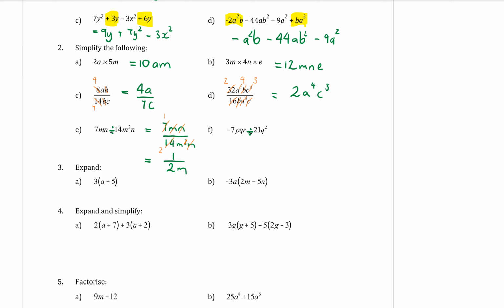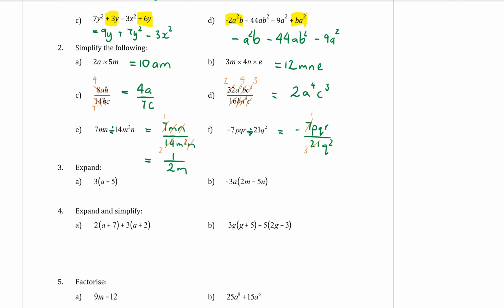Question 2f, same kind of thing. First of all, we want to write that as a fraction. Minus 7pqr over 21 q squared. So first of all, the numbers out the front, we can divide by 7, giving a 1 on the top and a 3 on the bottom.